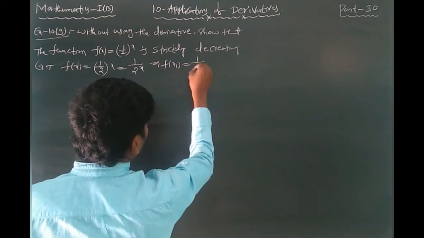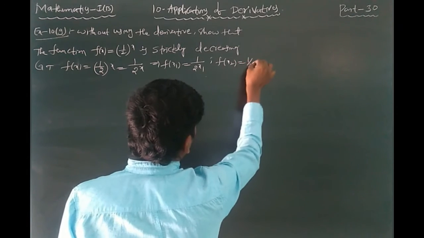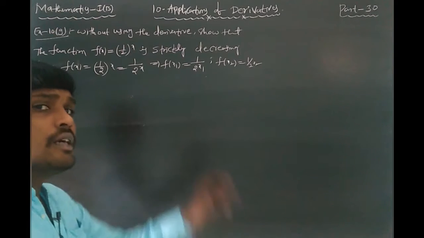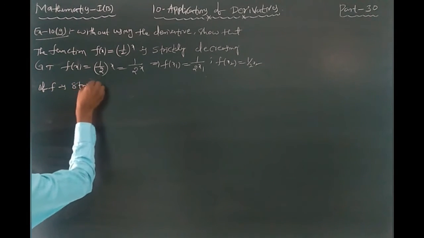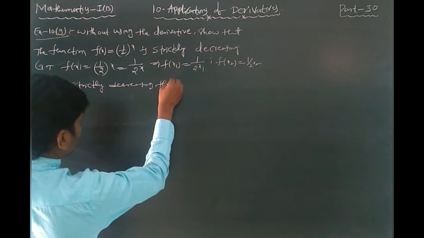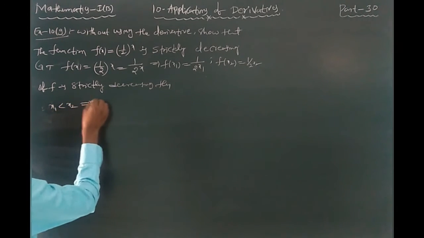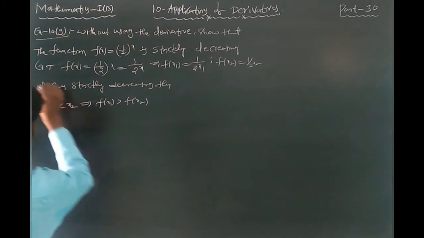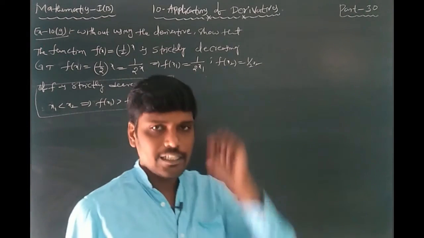Similarly, what is the value of f of x1? f of x1 equals (1/2)^x1. Similarly, we can write f of x2 value is (1/2)^x2. Next, if f is strictly decreasing, then x1 is less than x2 implies f of x1 is greater than f of x2. In this case, the function is a strictly decreasing function.